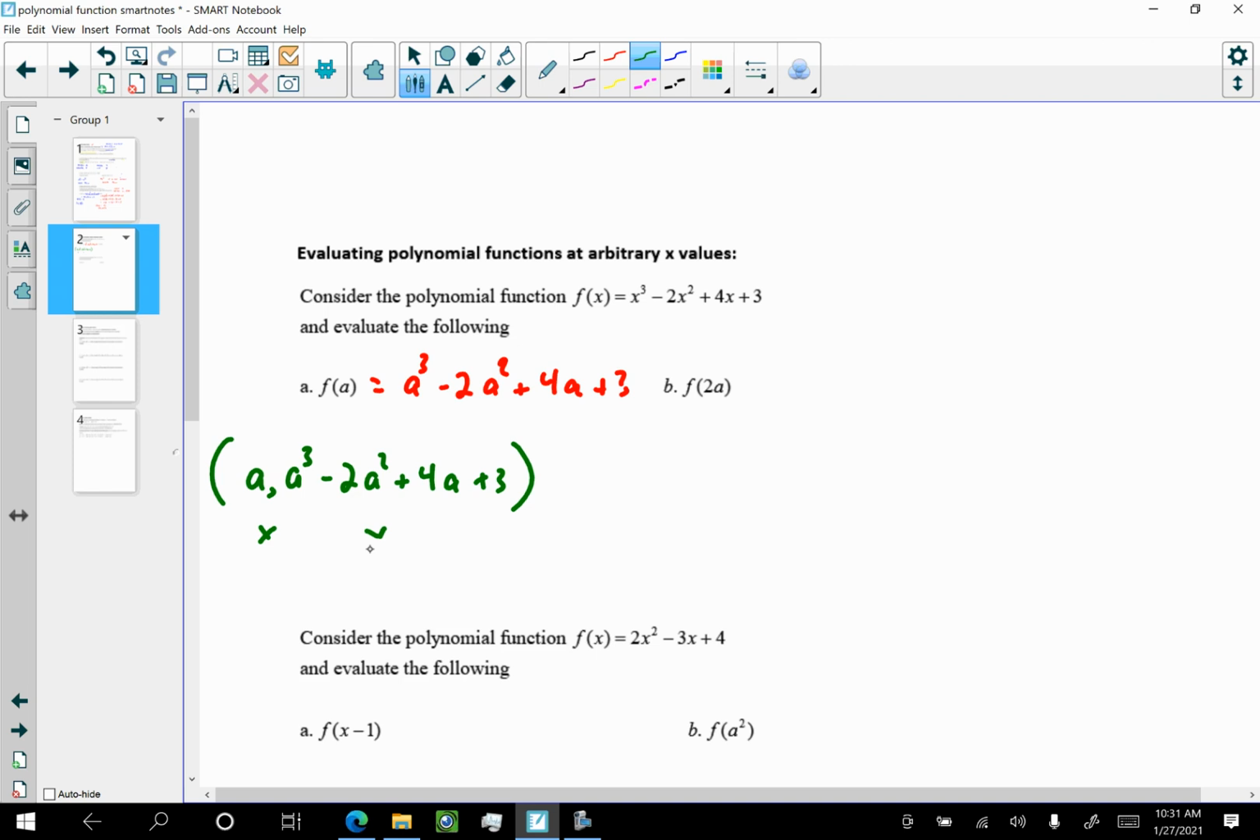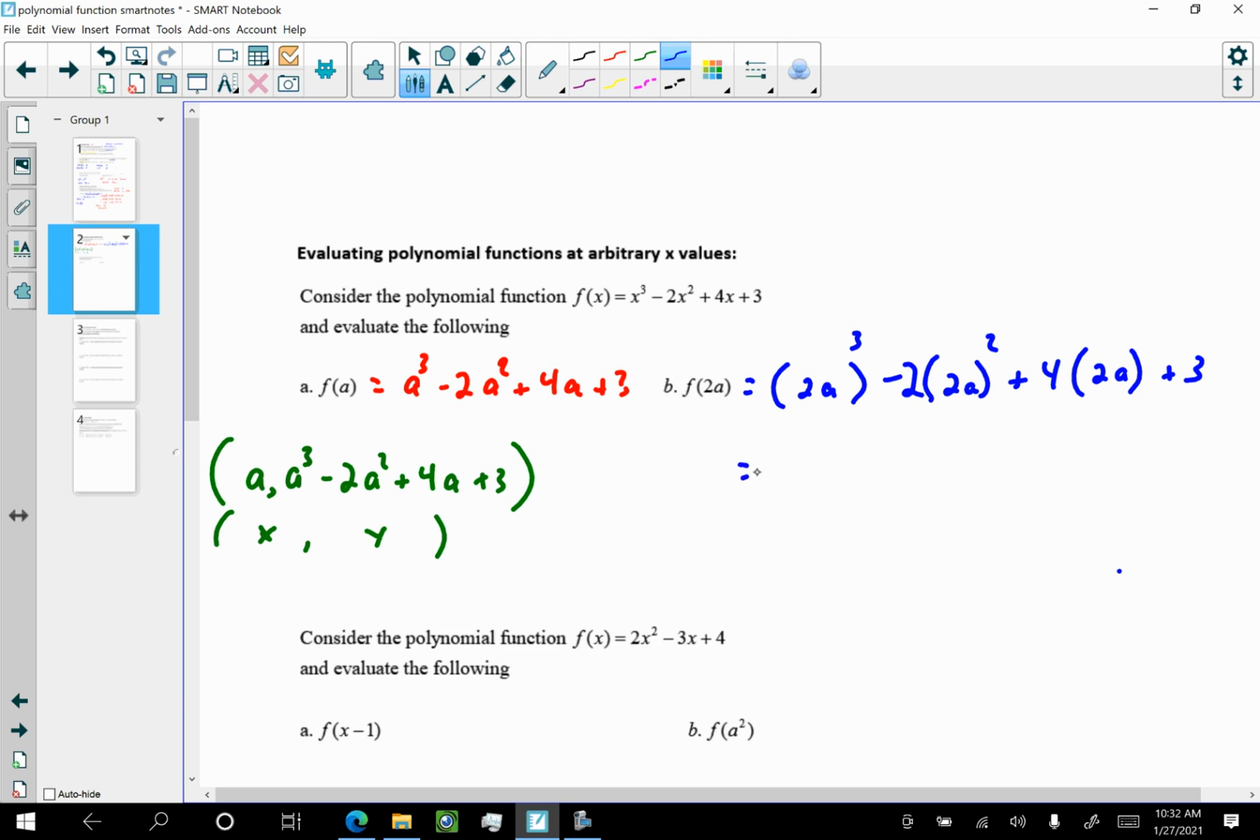X, comma, y. Okay? What about f of 2a? Let's be very careful here. F of 2a, wherever I see x, I'm going to put 2a. It's a good idea, wherever you see your x, put parentheses and put 2a in. Cubed. Wherever you see x, don't forget the 2, put parentheses and put 2a in. Squared. Wherever you see x, put parentheses and put the 2a in. Plus 3.